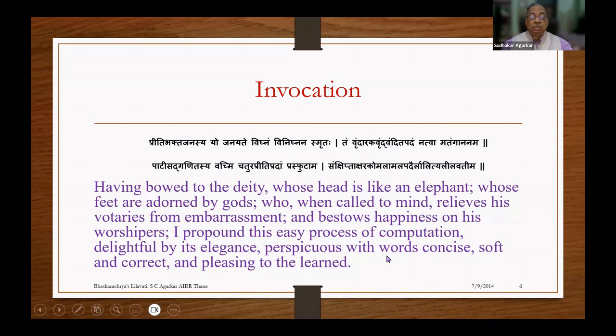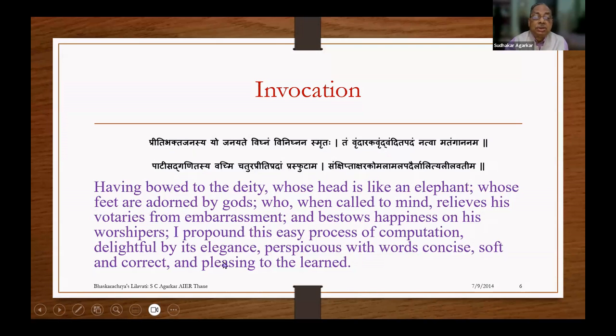Now, the Lilavati is a book of mathematics, but it starts with a prayer. This is what I'm calling the invocation. The invocation goes like this. It says, Priti Bhakta Janasya Yo Janayate Vigram Vinigram Surtaha Tam Vrundara Vrunda Vita Natva Matanganam Pati Sadgarisya Vachmi Chatura Priti Pradam Prasfutam Sankshiptakshara Omala Mala Padair Lalita Lilavati.